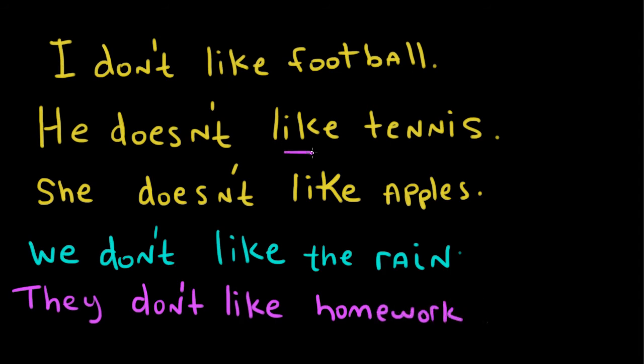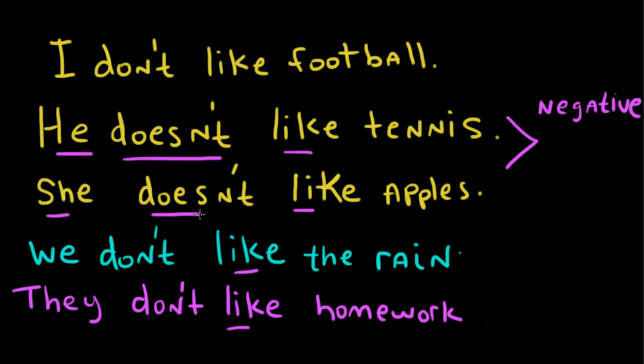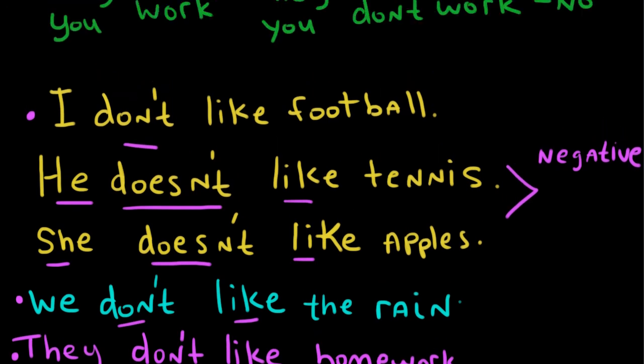So we can use like to talk about things that we think are good or bad. And in this sentence, it means we don't like it, so it's negative. Now, notice how he and she uses doesn't, and all the other pronouns like I, we, or they use don't. It follows the rule.